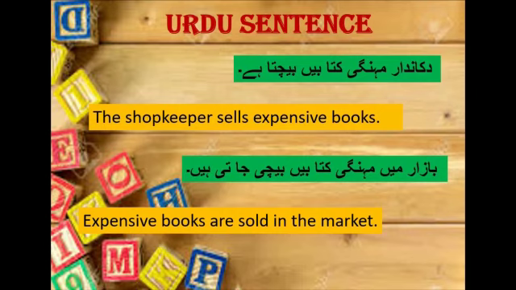The other sentence is बाजार में महंगी किताबें बेची जाती हैं. Expensive books are sold in the market. It's not mentioned who sells that. कौन बेचता है? This is not given in the sentence. It means when that is not given, it means बेची जाती हैं. So this is passive voice. So we'll write: Expensive books are sold in the market.